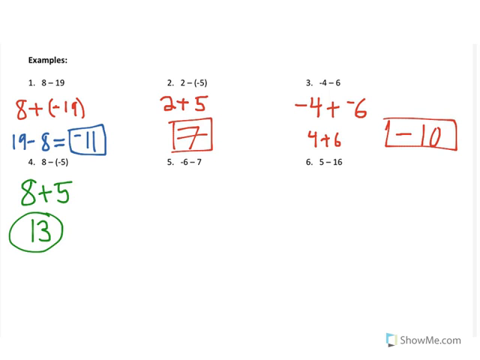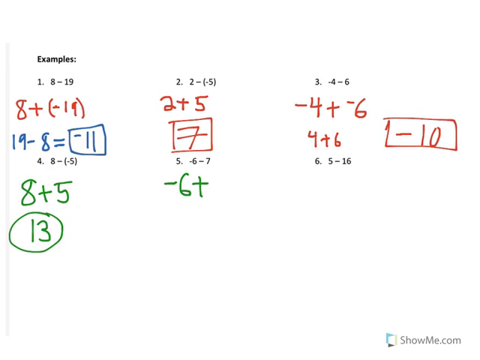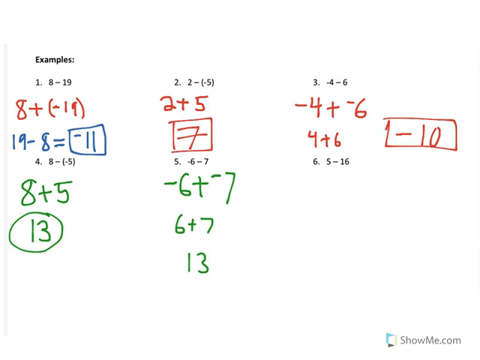All right. For 5, we have negative 6 minus 7. I'm going to rewrite the first number. I'm going to write a plus instead of a minus, and it was positive 7, so now I'm going to make it negative. That's right, negative 7, so I have negative 6 plus negative 7. Then I'm going to add those together, 6 plus 7 to make 13, and those are both negative, so I'm going to make this one negative. So we have negative 13.